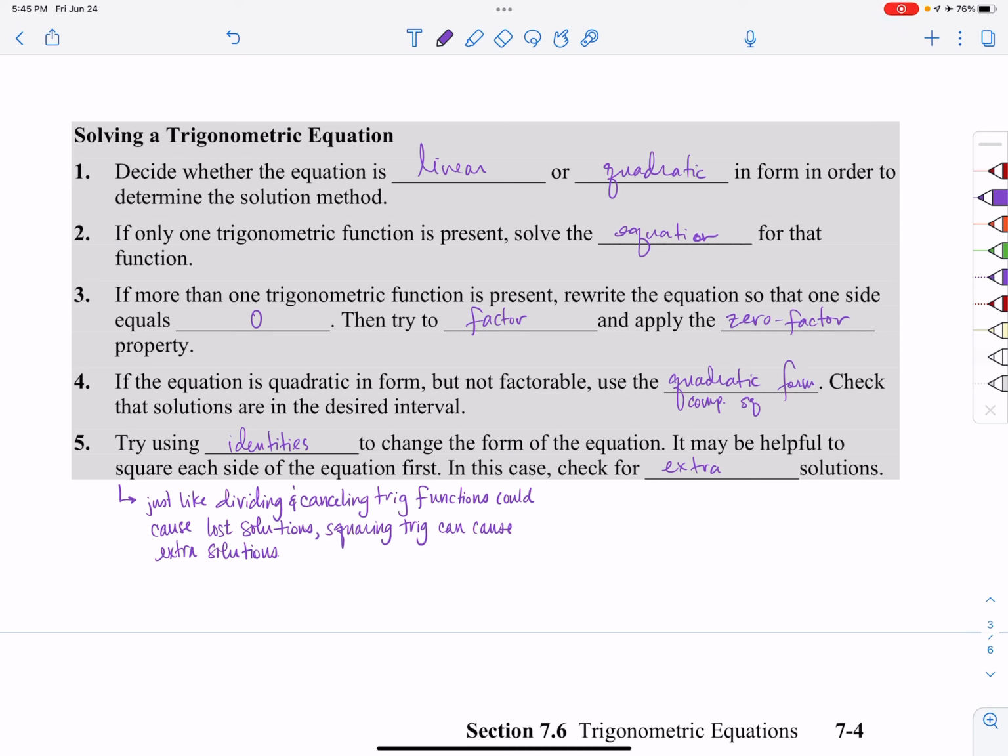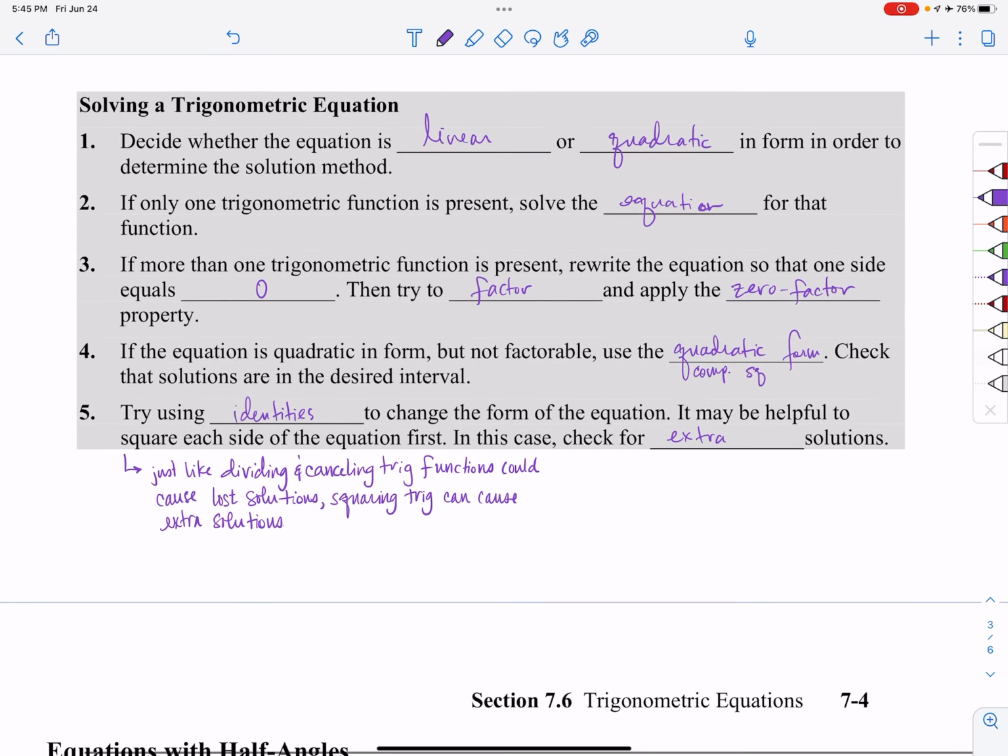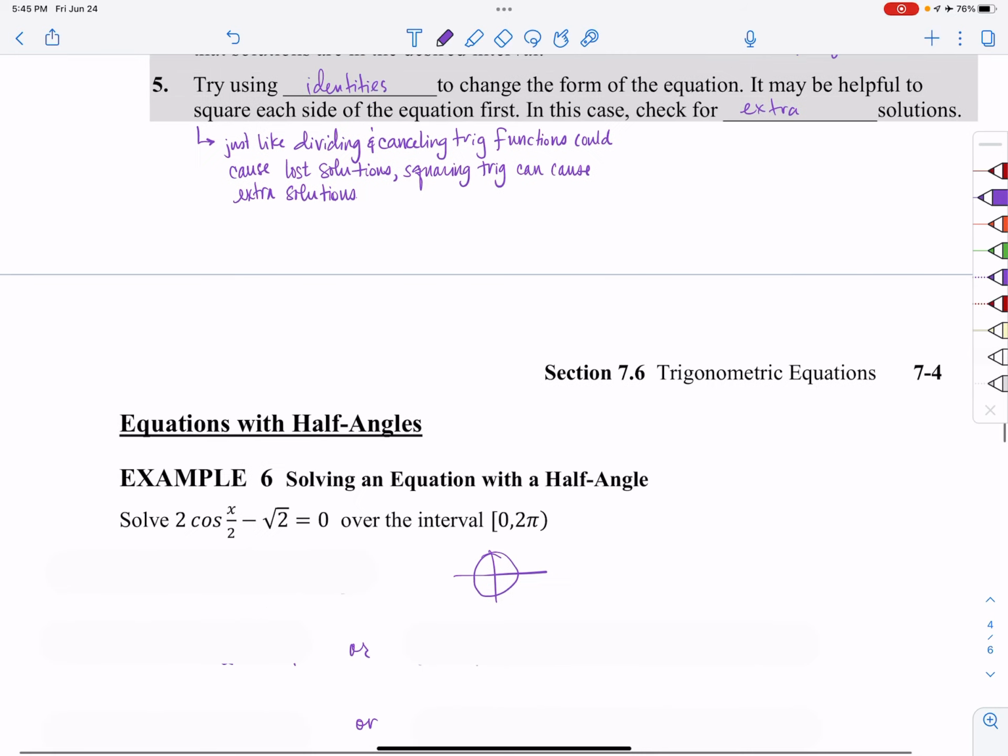Number 3, if more than one trig function is present, rewrite so that one side equals 0. Then you can either use factoring and apply the zero product property, or you can use the quadratic formula if it's not factorable. Make sure that you check your solutions. And number 5, you can try using identities, and sometimes it's helpful to square both sides. Just in this case, make sure that you check for extra solutions. I just wrote a little note here, just like I already mentioned verbally a few moments ago.